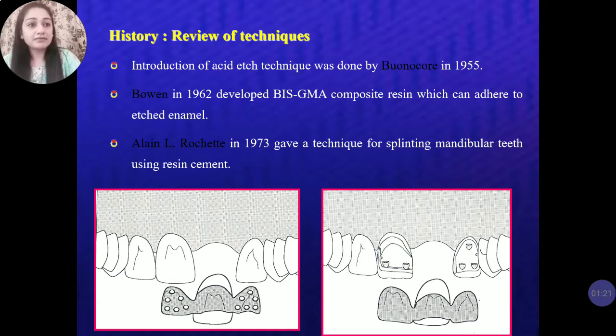Coming to the history part, in 1955 Buonocore introduced the acid etch technique. After that, in 1962 Bowen developed bis-GMA composite resins which can adhere to etched enamel. In 1973 Alan Rochette gave a technique for splinting mandibular teeth using resin cement. Hence, later on they are called Rochette bridges.